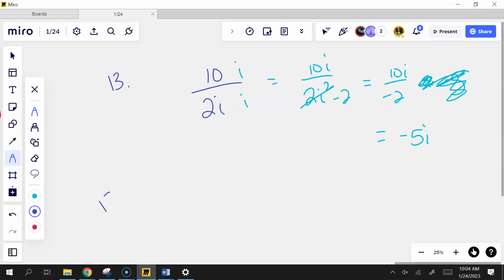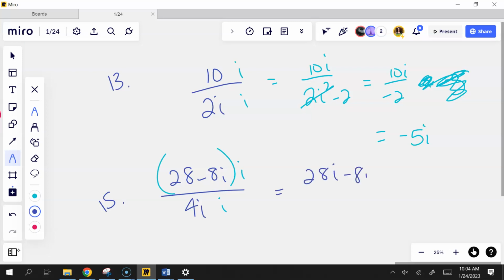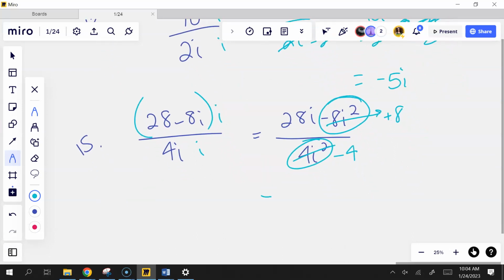15, same scenario. I'm dividing, even though there's a complex on top, I'm only worried about what's in the bottom, and the bottom is an imaginary, so I'm going to do i top and bottom here, but it's got to distribute up top, so I end up with 28i minus 8i squared over 4i squared. All my i squareds are going to change signs. This is going to be plus 8. This is going to be negative 4. So I end up with 8 plus 28i over negative 4.